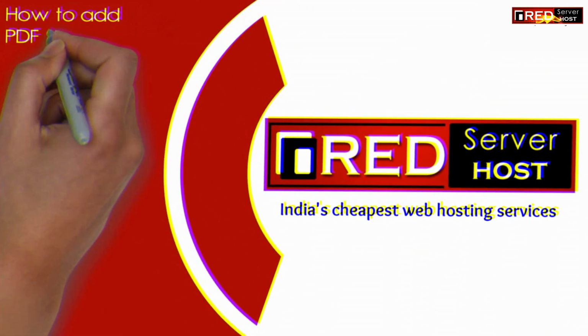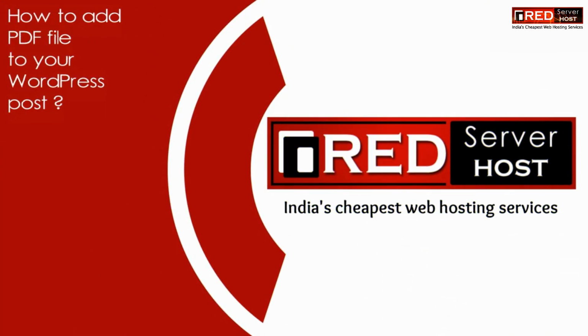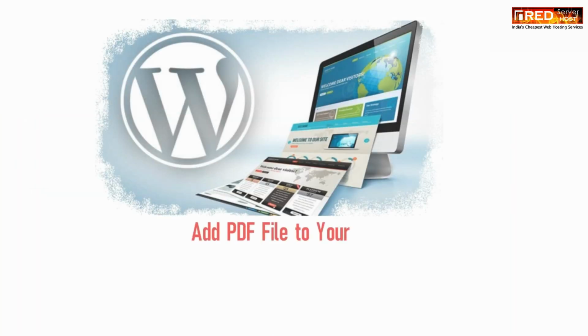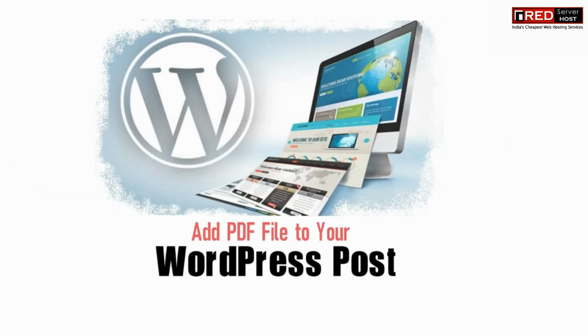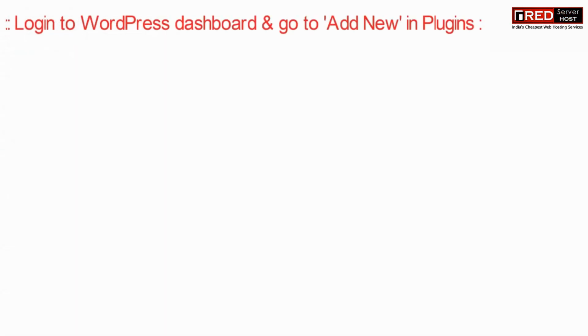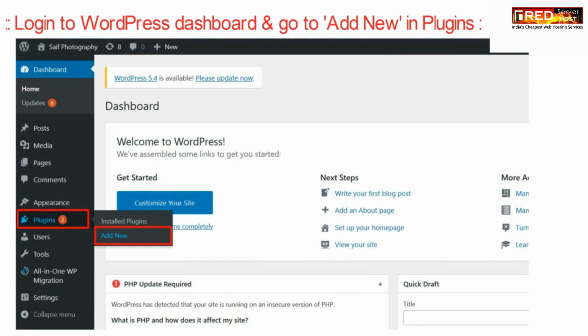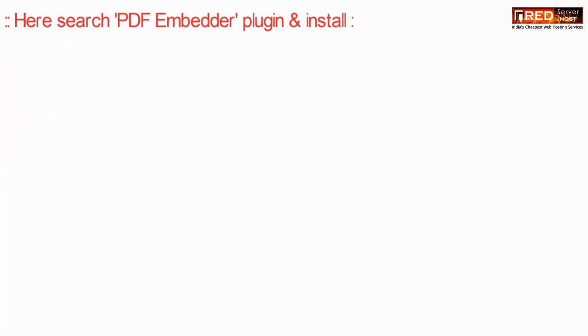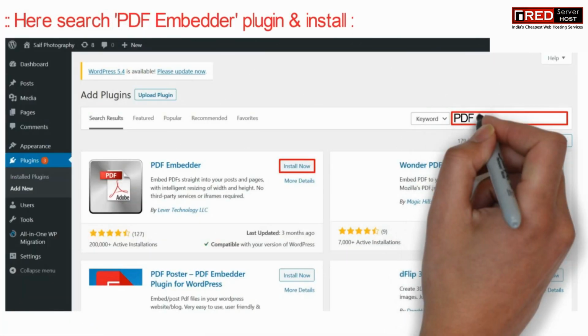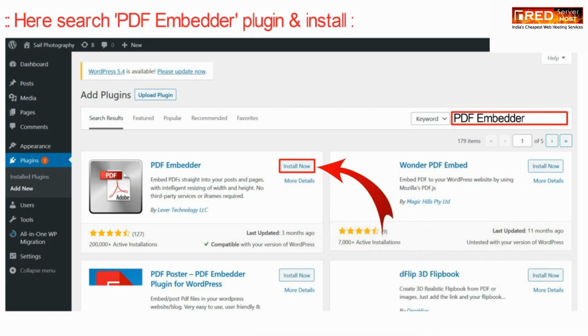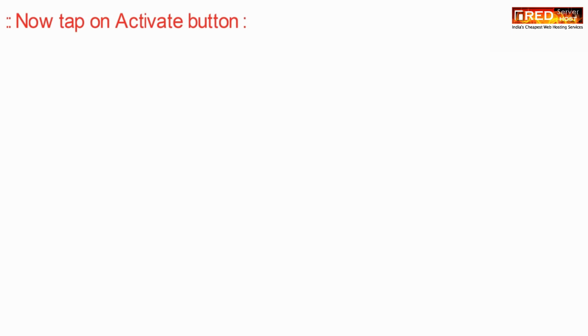Today in this video we will learn about how to add a PDF file to your WordPress post. If you want to add a PDF file to your WordPress post, then in that case just log into your WordPress dashboard and then click on Add New Plugin. Now from here, search for a plugin named PDF Embedder. Now install that plugin and then activate it.